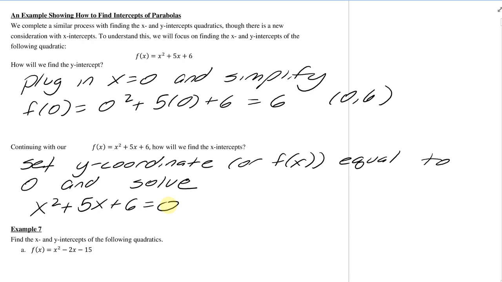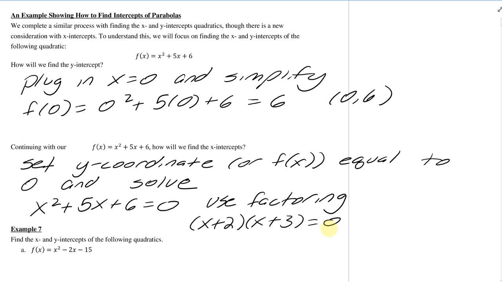So the question is, how do I actually solve that? You might be able to tell by looking at this that you can actually factor to solve this. So we can use factoring in this case. So how would I factor x squared plus 5x plus 6? Well, this would be x plus 2 times x plus 3 equals 0. And then you just set each one of these factors equal to 0. So I'll show you what that looks like.